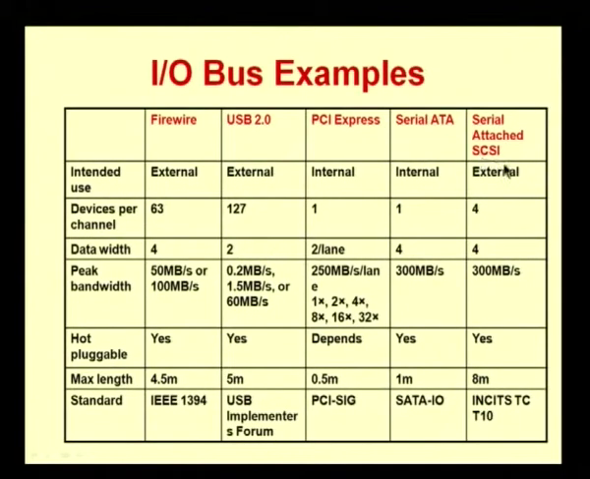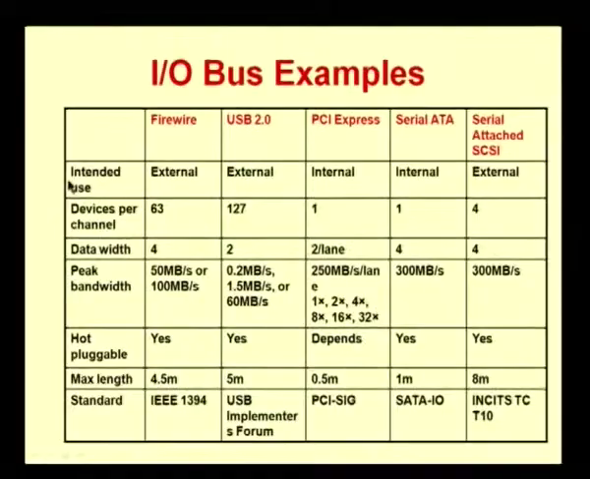These are some examples of I/O buses. We will look at details of these in a later session perhaps, but these are examples of I/O buses that are used. We have the FireWire bus, USB, the Universal Serial Bus, then PCI Express, Serial ATA, and the Serial Attached SCSI bus. All these are different I/O buses that have actually been designed and standardized. So, you can see that there are various details of these.